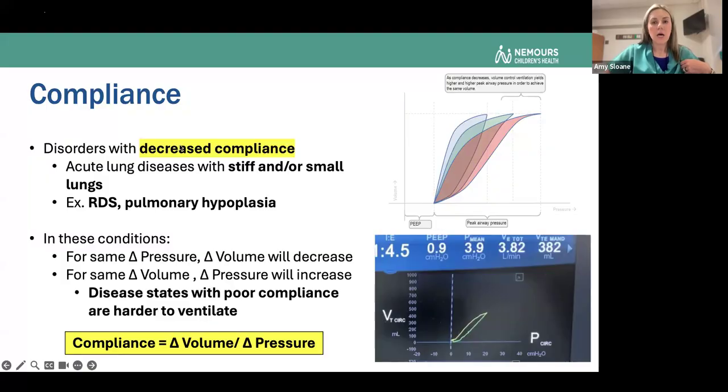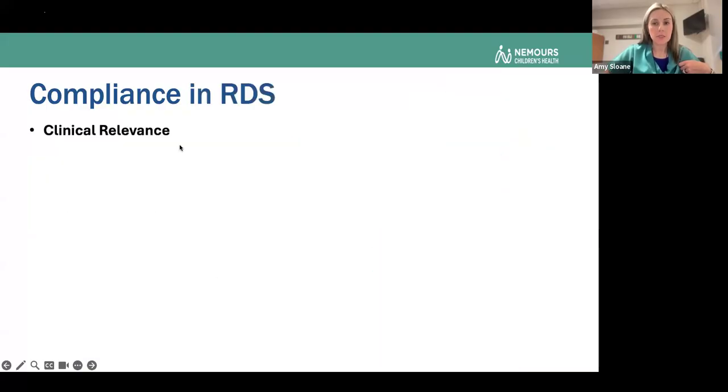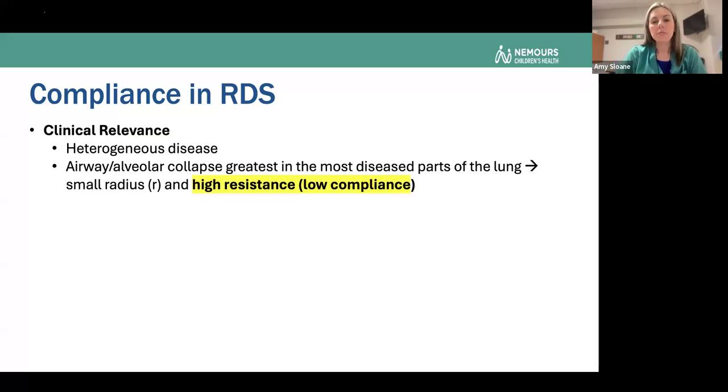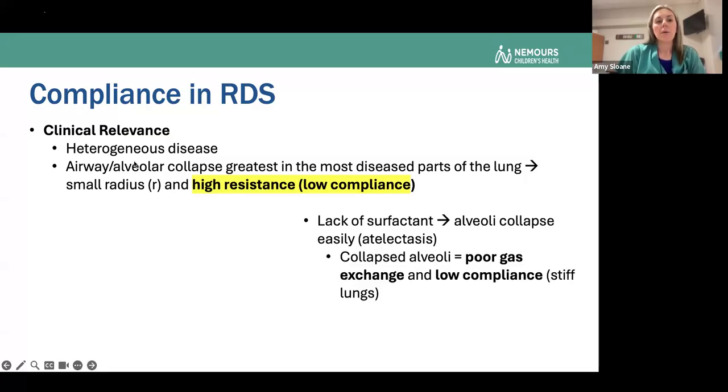So RDS is typically a heterogeneous disease, as we've heard before, meaning that different regions of the lung are affected to varying degrees. In the most diseased lung areas, you see both alveolar and airway collapse. So this leads to an overall smaller effective radius, which increases your resistance locally while also giving you poor gas exchange and decreased compliance. The underlying problem, of course, is a surfactant deficiency.